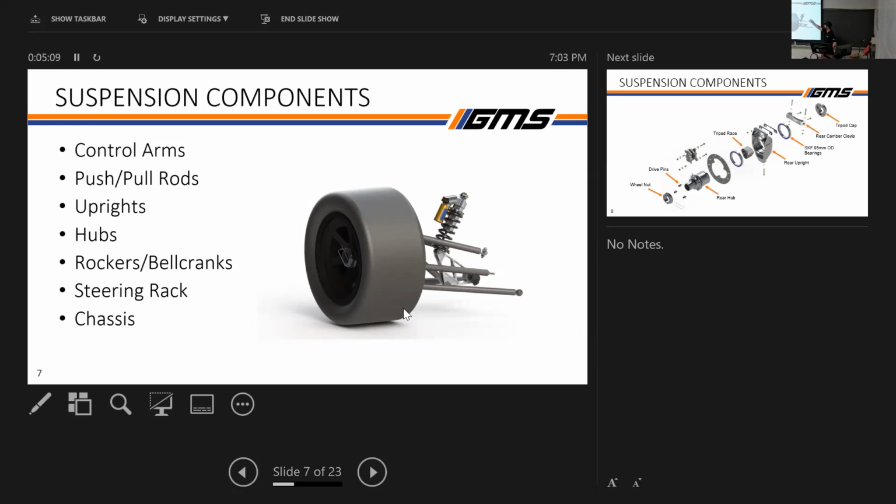That connects to our damper and the push/pull rod, like I said. We also have a steering rack, which is pretty self-explanatory. When you turn the steering wheel, it's what turns the wheels of the car. And then there's the chassis, which is not really a suspension component, but it depends a lot on how the suspension performs. If you're interested in chassis, talk to Jason. He's here.